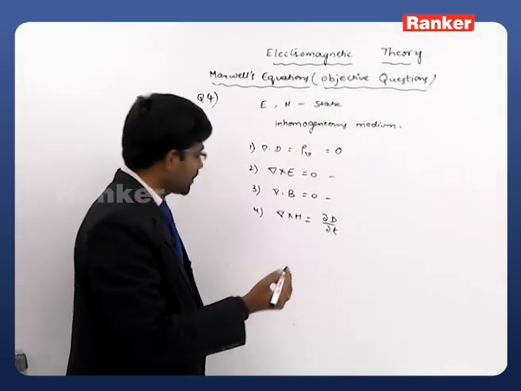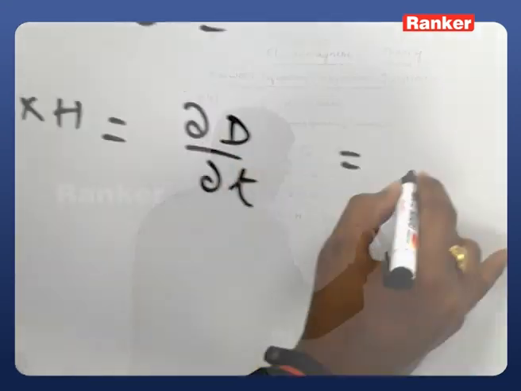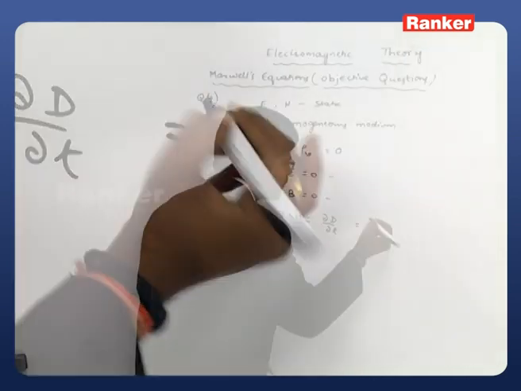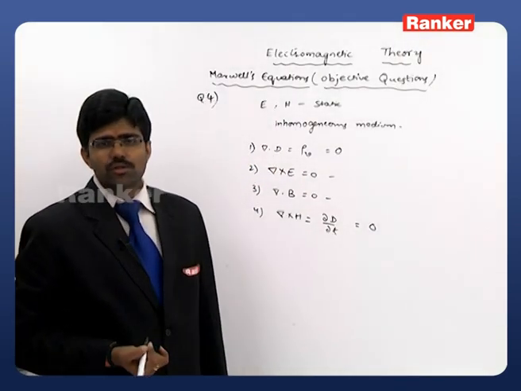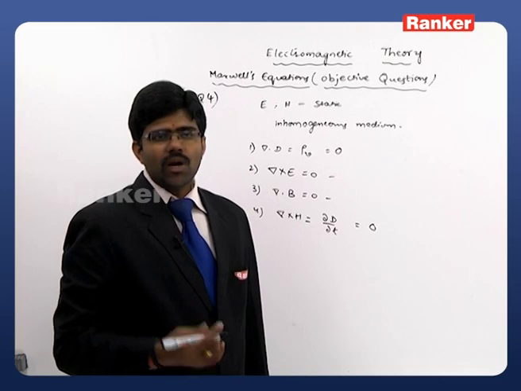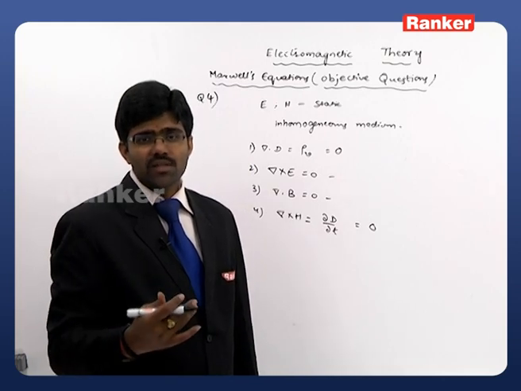But it is a static field, right? So since it is a static field, simply del cross H is equal to 0, that is what we have. Now identify which option is suitable for us.